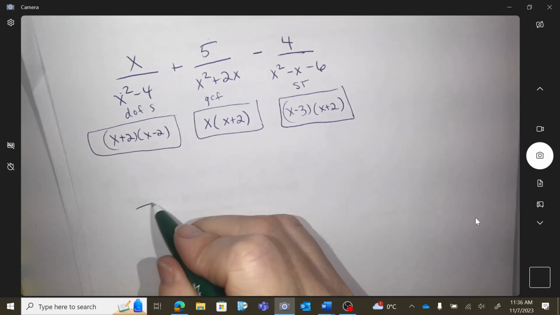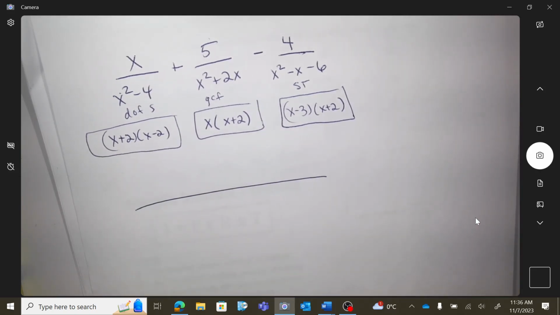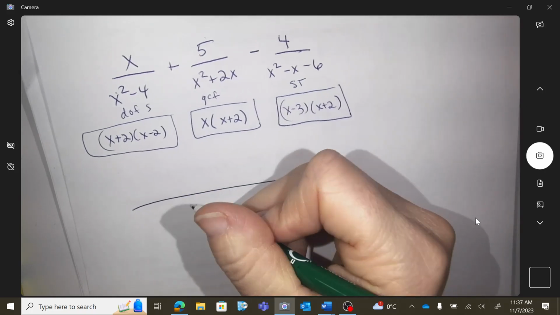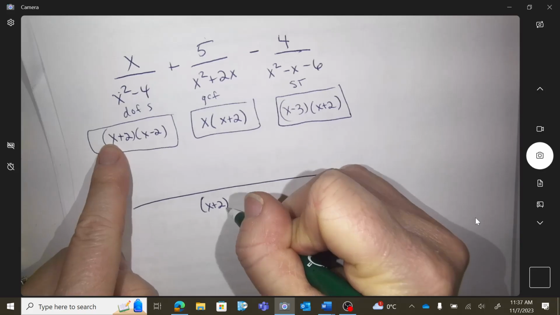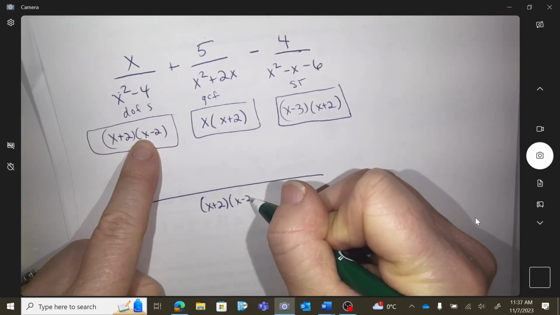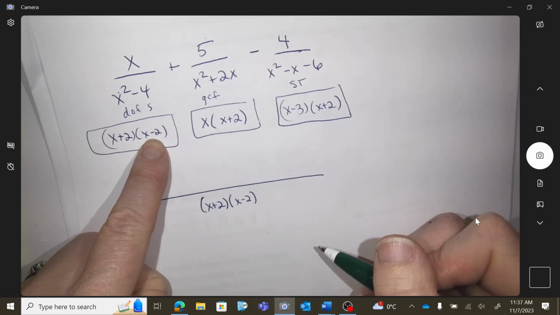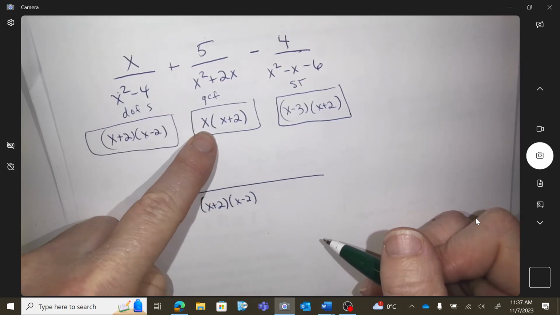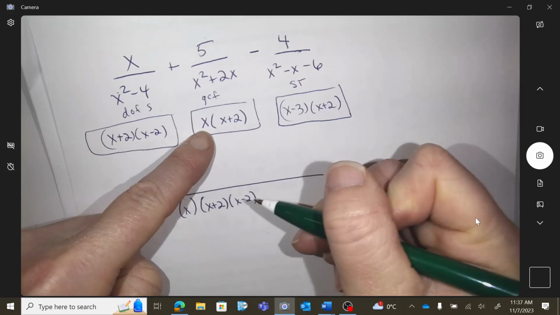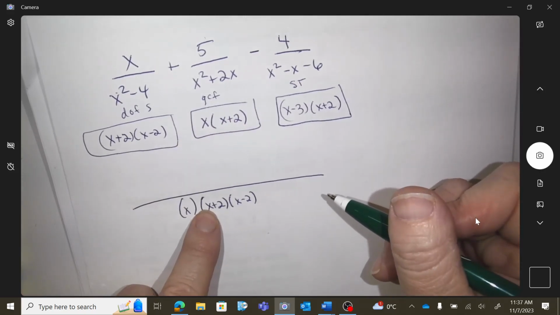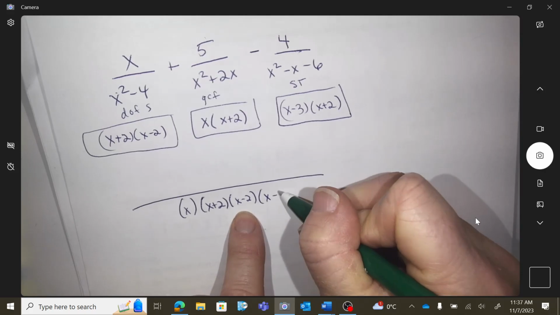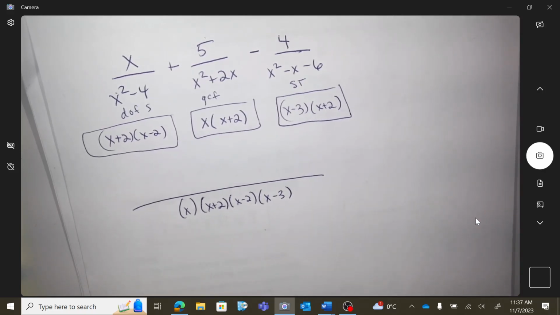Okay, then you go to your overall fraction that you're going to put together. What are we all going to put in there? So I need an x plus 2. I'm going to need that x plus 2 and an x minus 2. I'm going to need just an x. This is good, it's in there. I'm going to also need an x minus 3. Okay, so that's a piece.